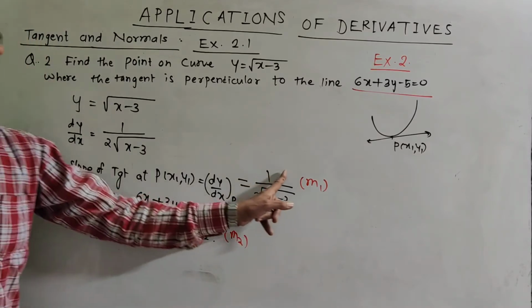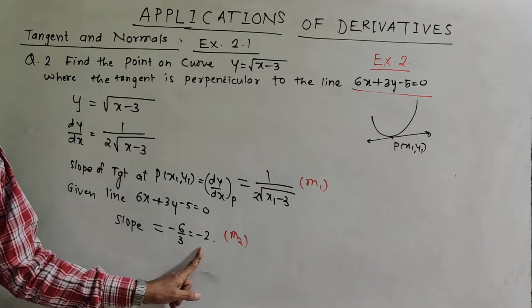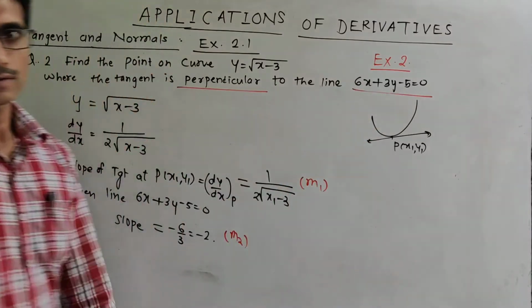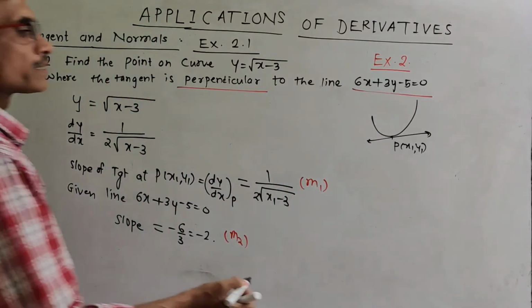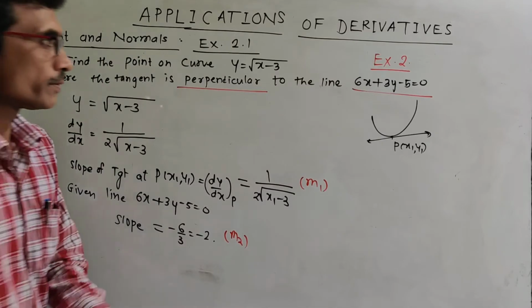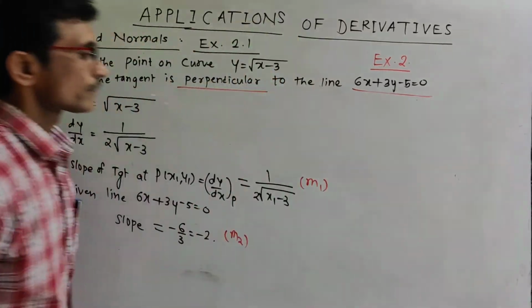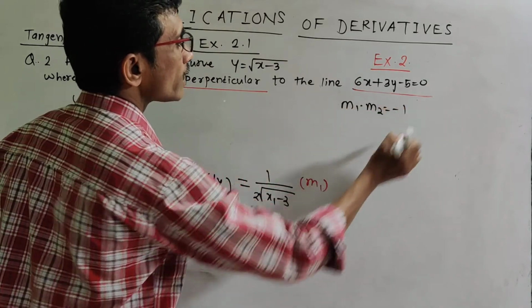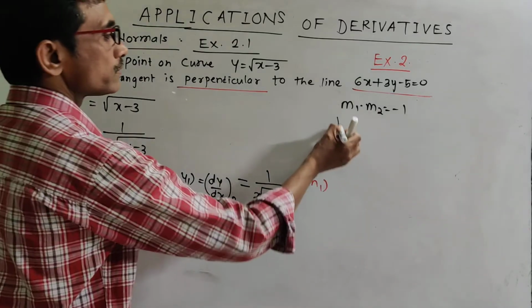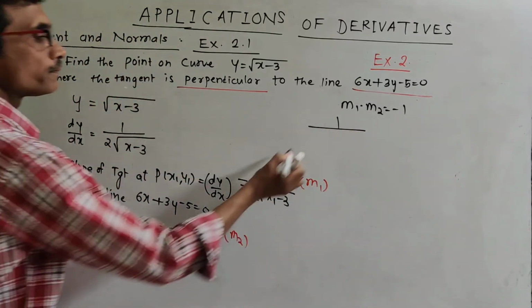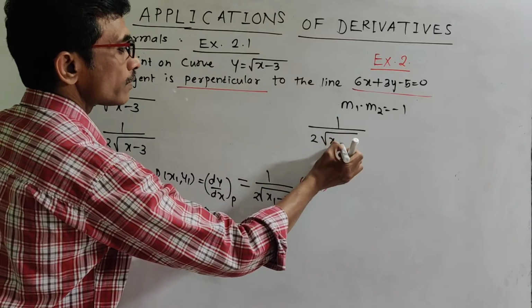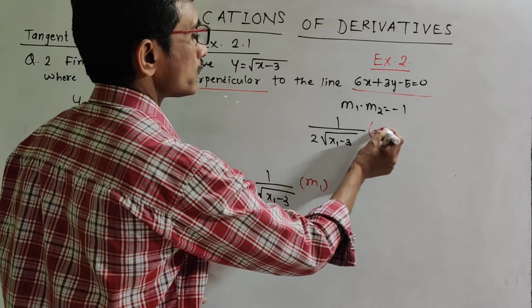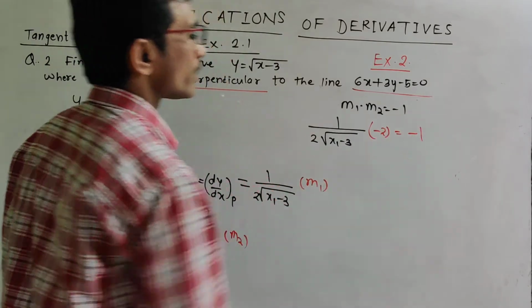Now as this tangent is perpendicular to the given line, here what is given? The tangent is perpendicular to the given line. Therefore the product of the slopes is minus 1. So m1 into m2 will be equal to minus 1, that is 1 upon 2 root of x1 minus 3 into this slope, minus 2, and that is equal to minus 1.